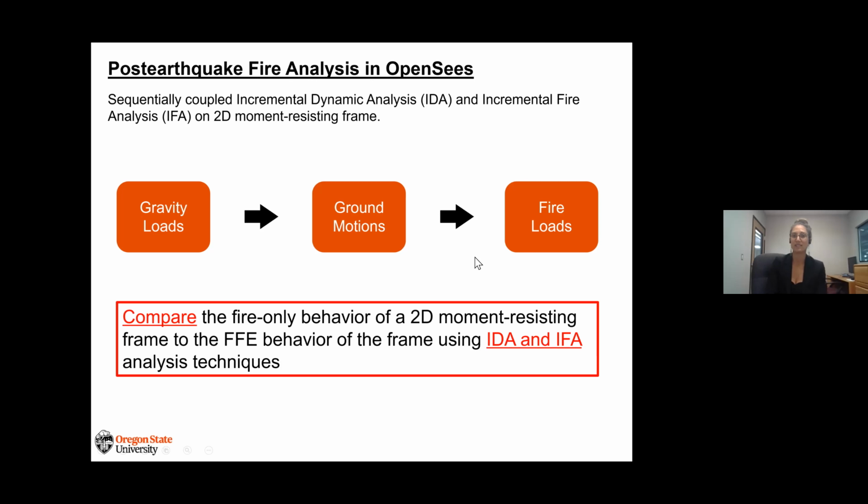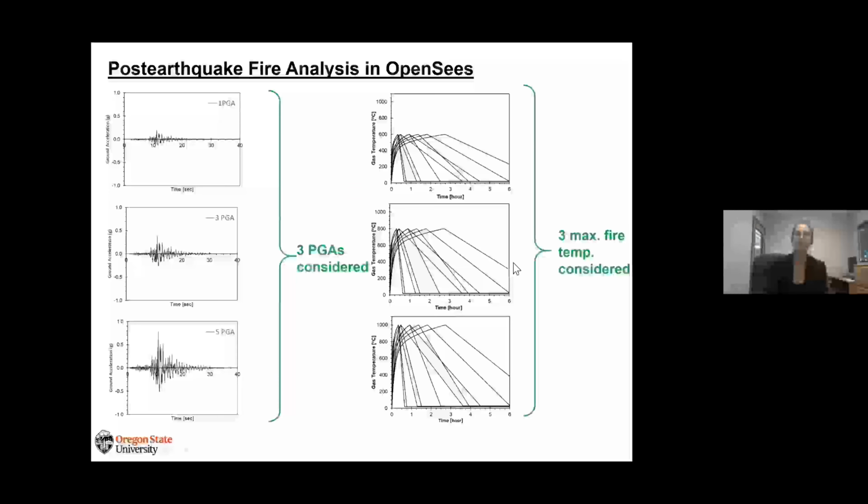So at what points does the earthquake actually make a difference in the damage that we're seeing within this frame? We took a ground motion and scaled it to three different PGAs, and we took 10 different fire curves, all representing different fuel loads and opening factors. They're quantifying the ventilation within the compartment. And we scaled it to three different temperatures.